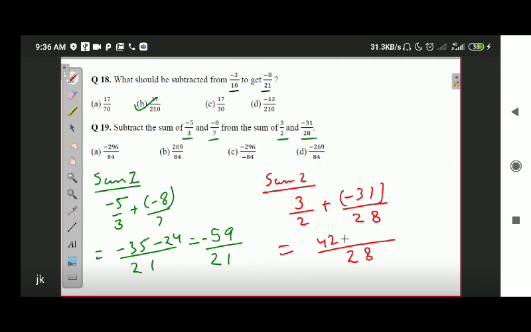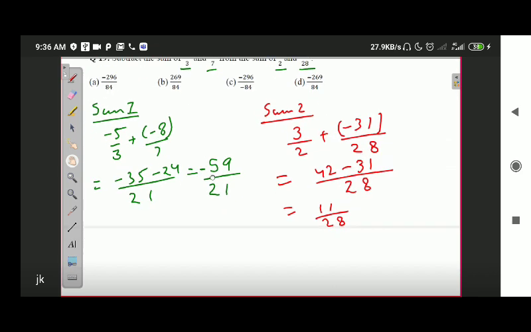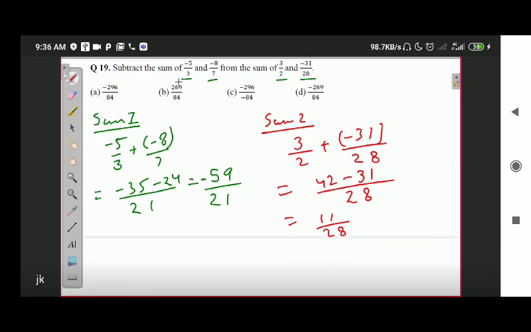And this is minus 31. So this becomes 11 upon 28. Okay. So what you need to do after that is, after this you have to do what? According to the question, we have to subtract sum 1 from sum 2. So this value is to be subtracted from this value.